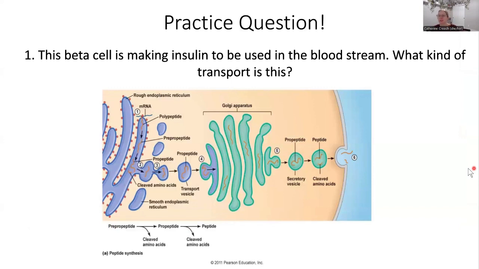I want you to take a moment and think to yourself, this beta cell is making insulin to be used in the bloodstream. What kind of transport is this? There's two answers. It's active, right? Because it's going to cost energy to move these little vesicles along. And it's also exocytosis. This would be a good time to remind yourself the steps of each of these processes and what happens at them.